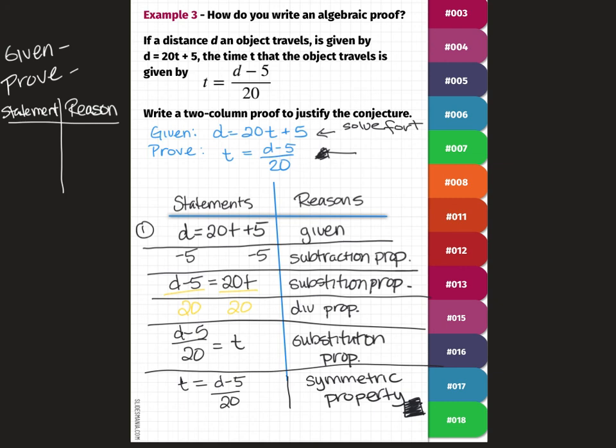All right, so this is a 2-column proof. So let's look at another one.